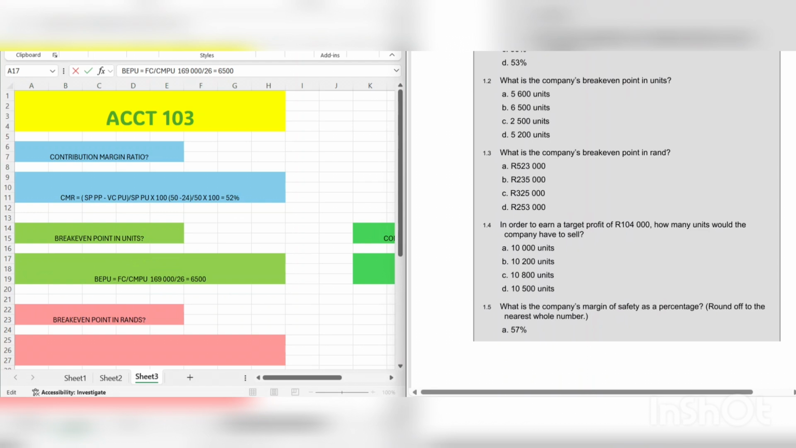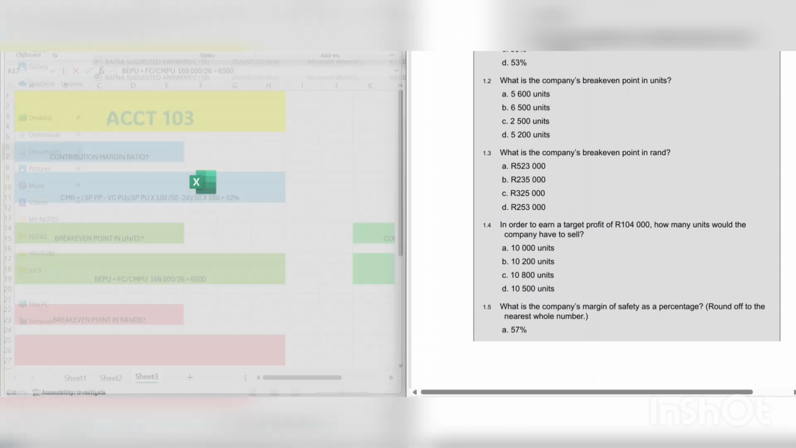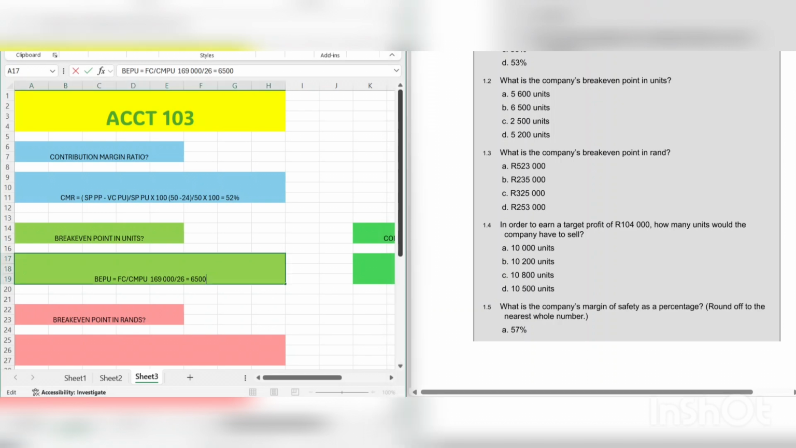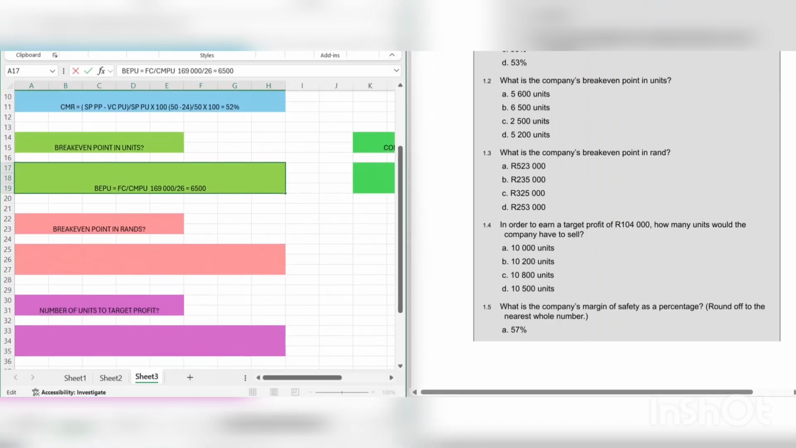Next, they ask us to calculate our break-even point in rands. Okay, so to calculate our break-even point in rands, it's your fixed cost divided by your contribution margin ratio. So that's 169,000 divided by 52%. All right, don't ever forget to put your percentage sign into your calculation.